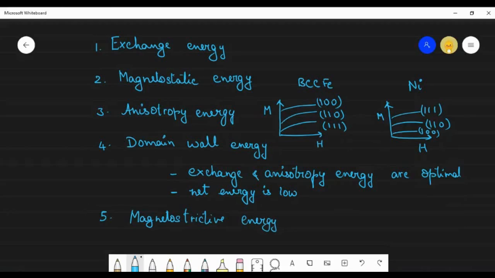This is the change in dimensions when a specimen is taken through a cycle of magnetization. This is called magnetoelastic behavior.